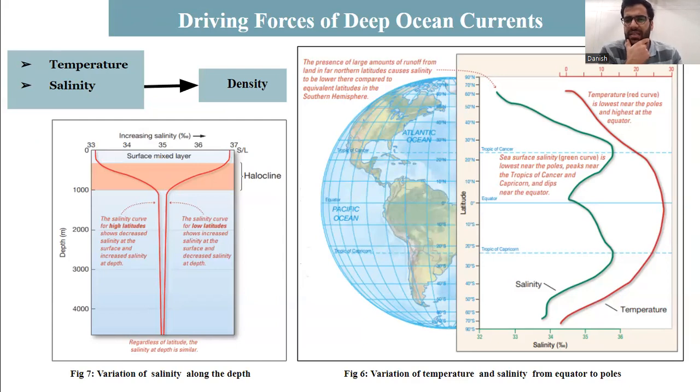You can see in this picture, figure number 6, how the temperature as well as the salinity varies as we go from the lower latitudes to the higher latitudes. This is the variation of the salinity: in the lower latitudes it is decreasing, and at the higher latitudes it is increasing. In the deep water, the salinity remains constant.